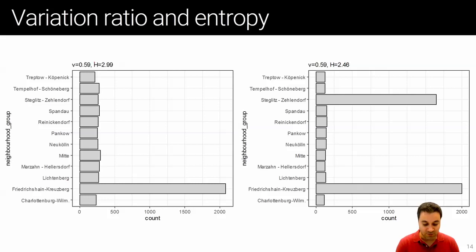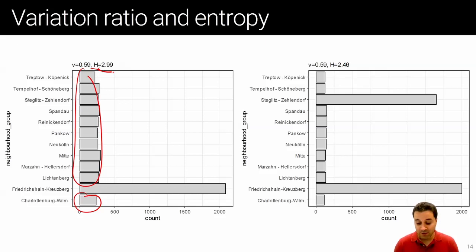And so the variation ratio in this case is 0.59. That means around 60% of the data are different from the mode. So all these around here are 60% of the observations. And in this case, the entropy is almost 3. That's as much disorder we have in the data.